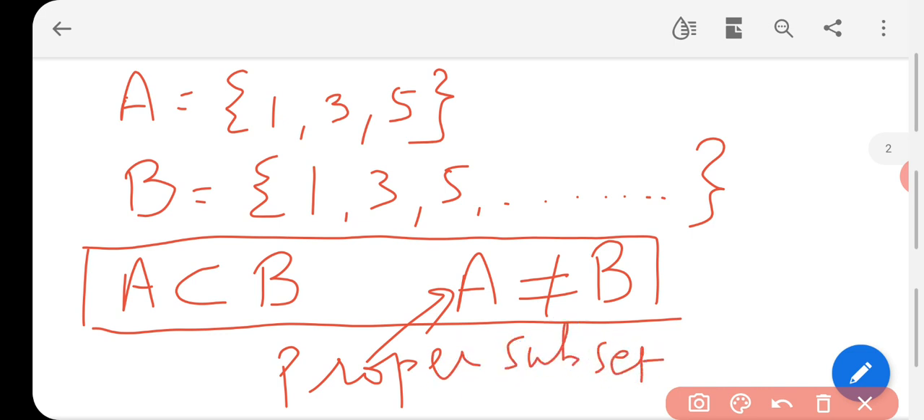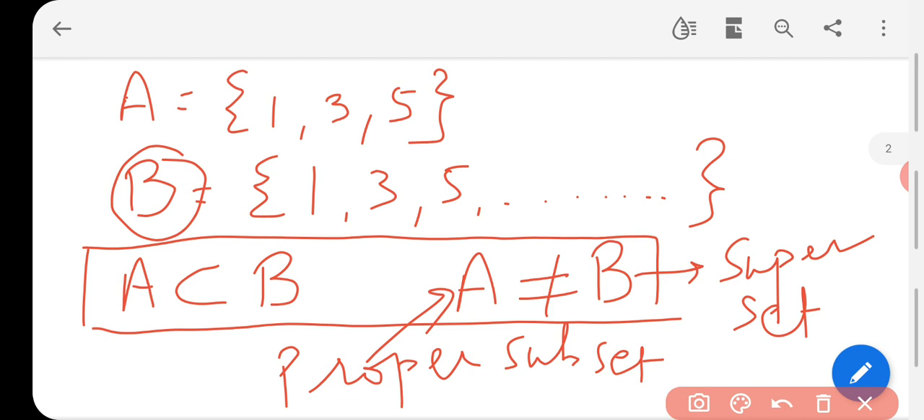Okay, a proper subset contains all the elements of the original set. I am repeating the definition again. A proper subset is the subset which contains all the elements of the original set, and here the original set is B. A contains all the elements of the set B, 1 comma 3 comma 5. So A is a proper subset and B is a superset. B is a superset of what? Superset of A.